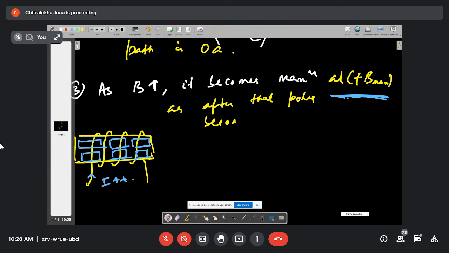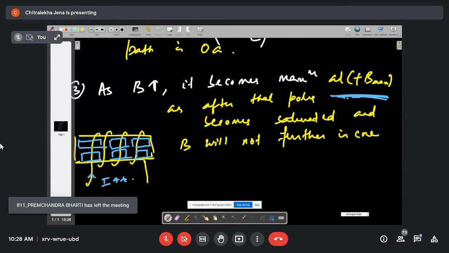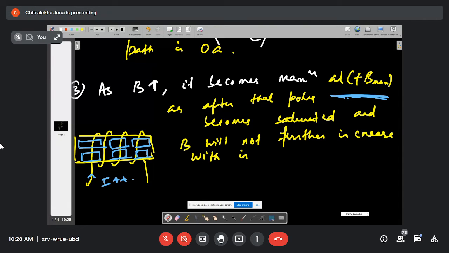I am writing only the key points. Poles become saturated, and B will not further increase. B will not further increase with increase in what? With increase in current. Very good. Increase in current. Clear?